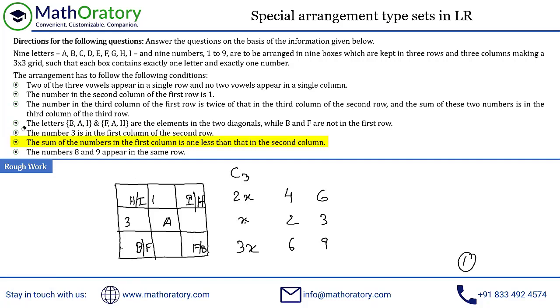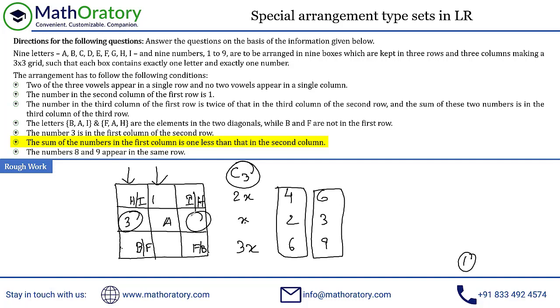The next point says the sum of the numbers in the first column is one less than that in the second column. Now, we are comparing the first column with the second column. And remember, there was some information regarding the third column. So we had these two cases in this order itself in terms of rows. The 3 is already taken here, so it cannot appear here. So we know that this is out. So basically, these 3 should be filled by 4, 2, and 6. It should be in this order. So let's take this off.